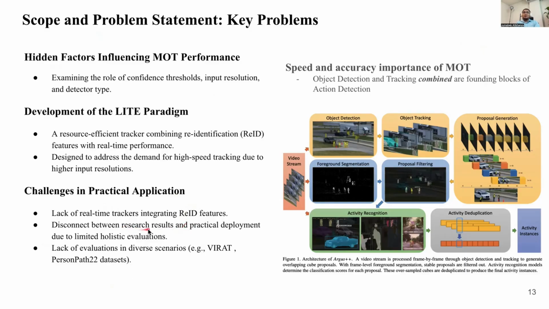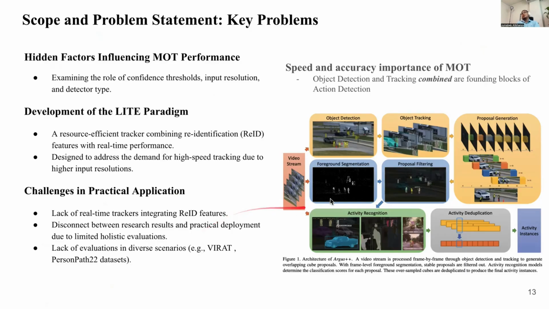Okay, and there is a disconnect between the research and the practical deployment, as we showed. But what is key is we show how it's due to limited holistic evaluation. Like there is no holistic evaluation methodology for object tracking. That's why there is a gap between research and the practical scenario. All right. So now, another key problem is speed and accuracy.